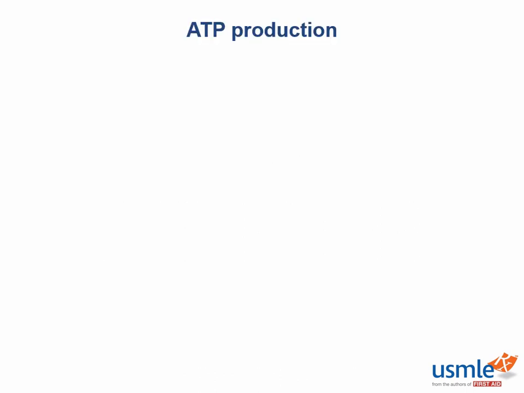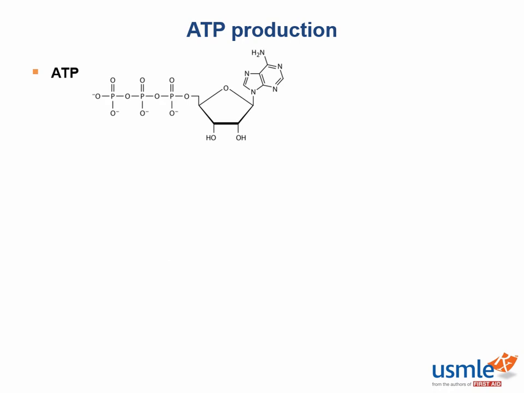Alright, now let's get started with ATP production. So what is the main energy molecule within the body? There you go, adenosine triphosphate, or ATP. Now ATP stores energy via high energy phosphate bonds, and you can see these here.